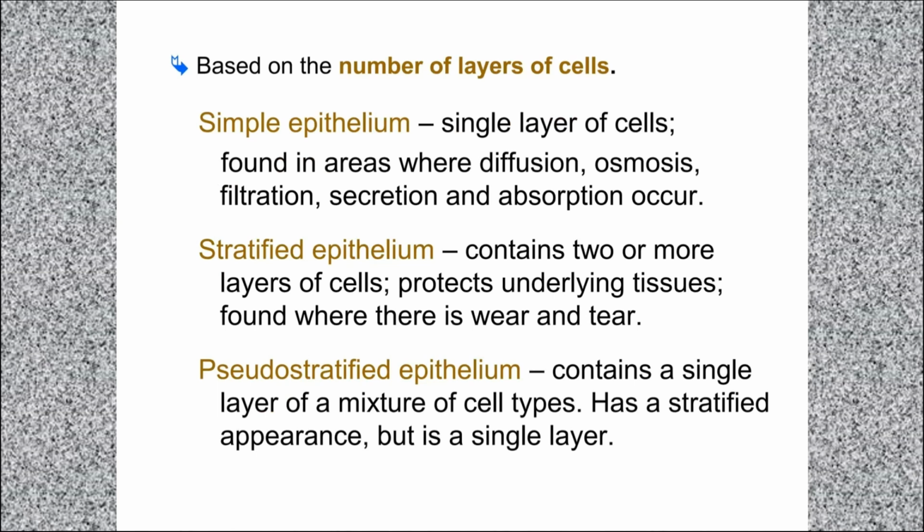Depending upon the number of layers, there is simple epithelium, then stratified epithelium, then pseudostratified epithelium. These are the classification based on the number of layers present. In single layer cells, osmosis, filtration, secretion, and absorption usually occur through simple processes like diffusion, and sometimes exchange, and sometimes a carrier-mediated mechanism. The stratified epithelium contains two or more cellular layers, and pseudostratified epithelium is another category of cells which contain a single layer of a mixture of cell types, and these have a stratified appearance, but they have only one layer.